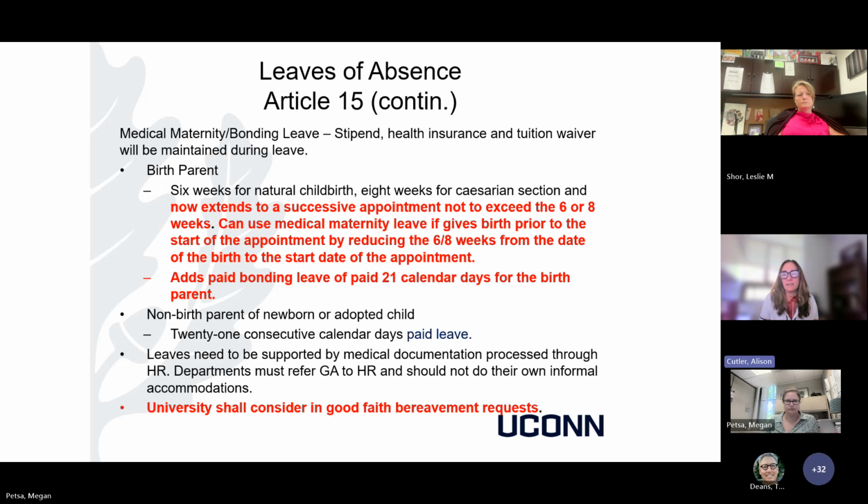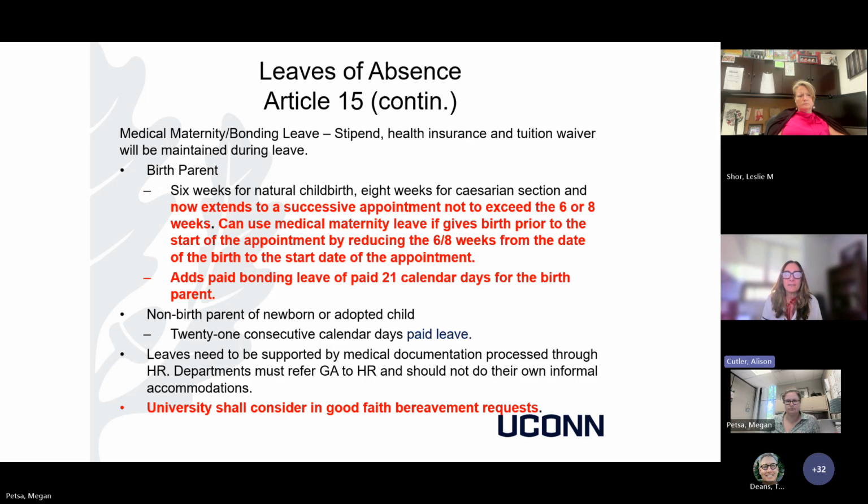So what we did in this contract, we negotiated that if you have a successive appointment, so you say you have an appointment that ends May 22nd, and then you have a summer appointment that starts May 23rd, you can use that 6 or 8 weeks in your next appointment.